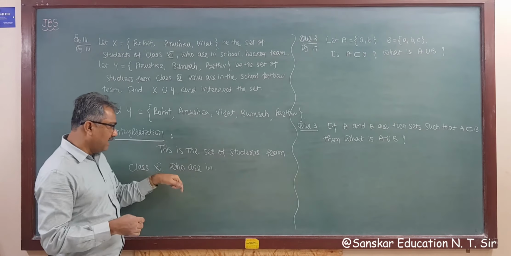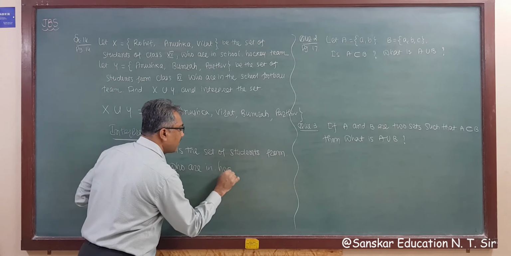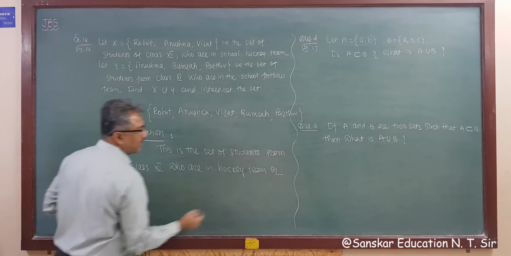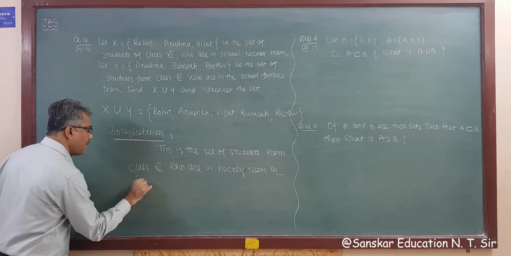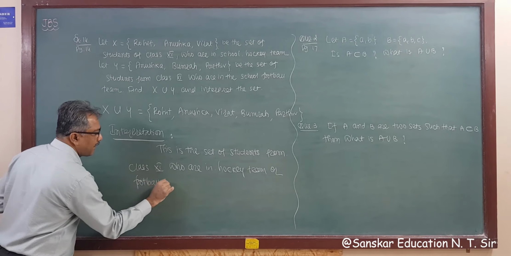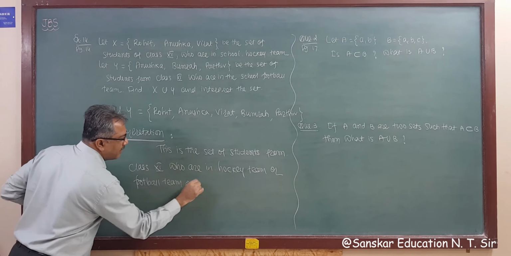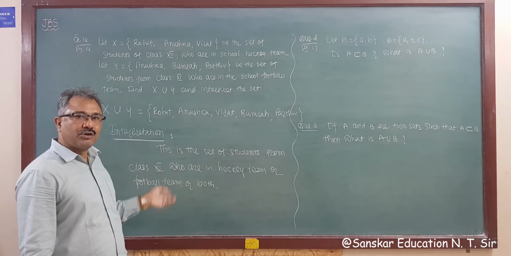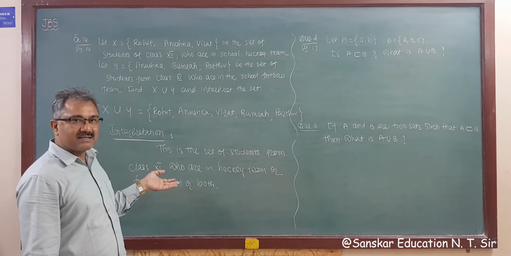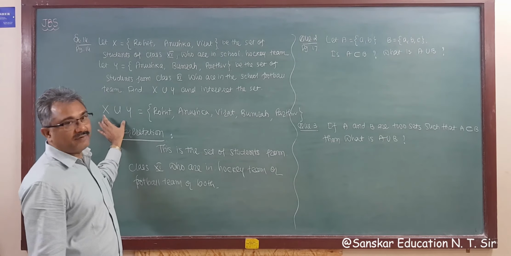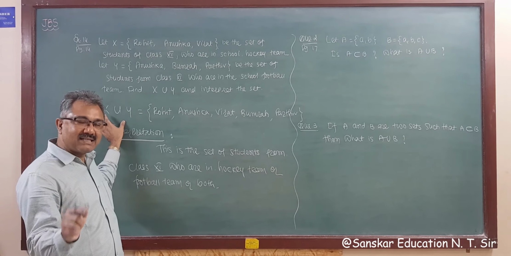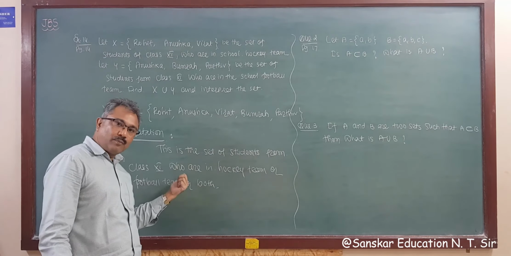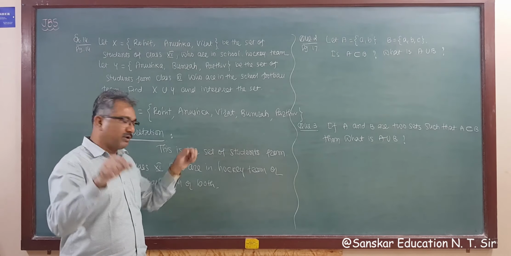So who are in the hockey team, or football team, or both, right? Or in both teams, right? So this is the interpretation, because this is given X union Y. X union Y means either in X, or in Y, or in both. So either in hockey, or in football, or in both, right?